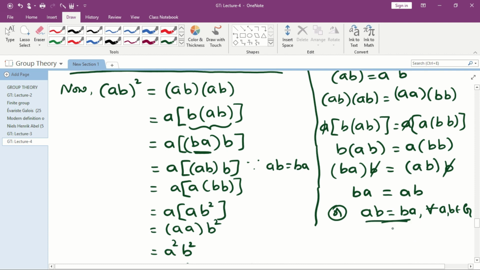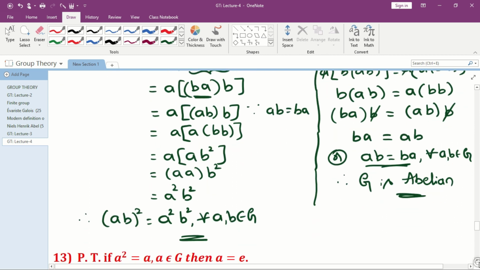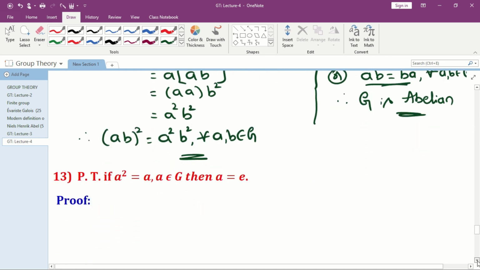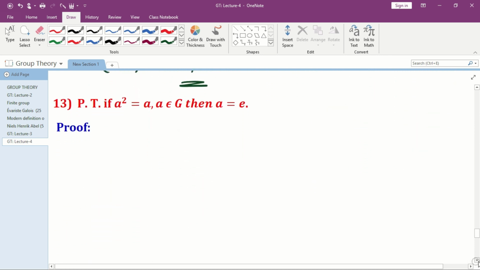So what is this? This is nothing but commutative law. Therefore G satisfies commutative law. Therefore G is abelian. Therefore if G is abelian, we can write AB whole square is equal to A square B square for all A, B belongs to G. So the next question is, prove that if A square is equal to A, where A belongs to G, then A is equal to E.